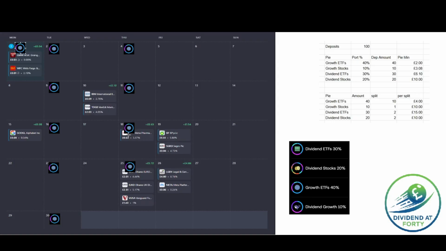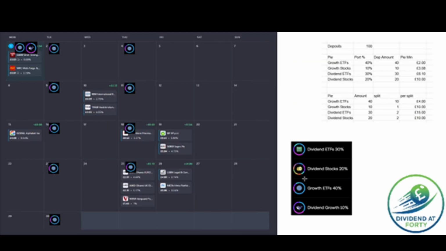Okay, so we've dropped in the global ETFs, all of the Tuesdays and Thursdays, and then due to the split I had one left, so I'm going to just pop that in on the first, just because that was a bit more time in the market. Then I'm going to move on to the growth stocks. Now the growth stocks I could split into a couple more. However, it's such a small amount at just £10 that I think I'm just going to add them in on the first and just get them sorted.